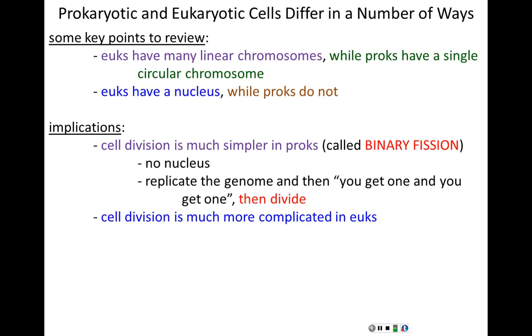Our cell division is much more complicated in eukaryotic cells. First of all, we've got this nucleus that we have to get rid of before we can even begin to reproduce cellularly, so we have to dissolve the nucleus. Each chromosome needs to be replicated. We have 46 chromosomes in our cell. Each one needs to be copied.